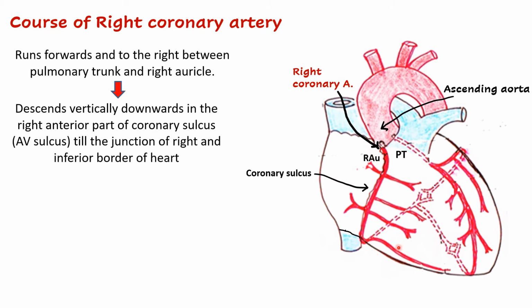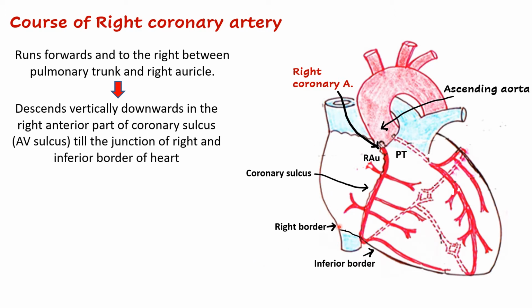After this artery is going to descend vertically downwards in the right anterior part of coronary sulcus. So here this sulcus which you can see here, right, which is separating the atria from the ventricle, or this whole thing, this is the coronary sulcus or the atrioventricular sulcus. So the right coronary artery now descends vertically, you can see here, downwards in the right anterior part of coronary sulcus or AV sulcus till the junction of the right and the inferior border.